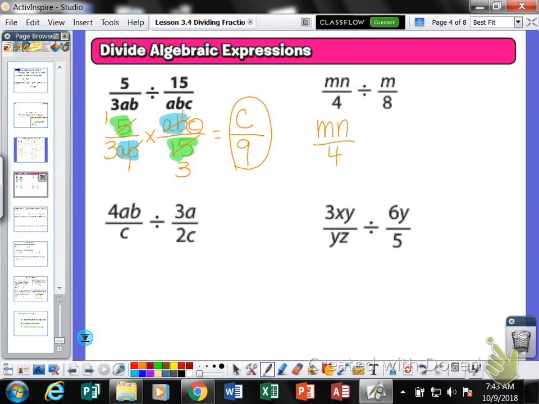Mn over 4 times the reciprocal of m over 8 is 8 over m. So if you want to do this a different way, multiply across the top: 8, put the number always out in front, please. Number always goes out in front. 8mn over 4m. So now what do I notice? Well, 4 can go into 8 2 times. M can go into M 1 time. So 2 times 1 times n is n, and 1 times 1 is 1, so n over 1, or simply n.